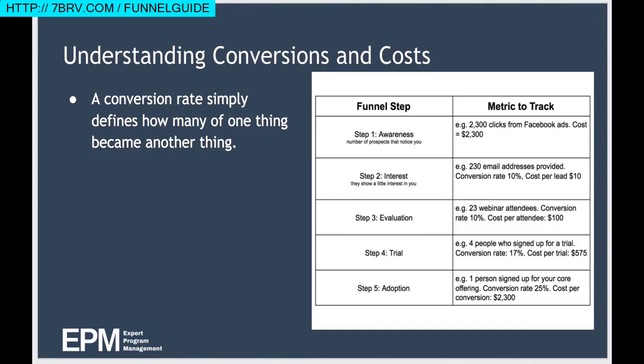Now, as you can see in the diagram, we have a complete example, and you can see here that the total cost for a simple advertising campaign was $2,300, and the campaign received 2,300 clicks. So that's $1 per click. Now, of these 2,300 people who clicked on the ad, 230 expressed an interest by entering their email address in exchange for a download. So that gives us obviously a conversion rate of 10%.